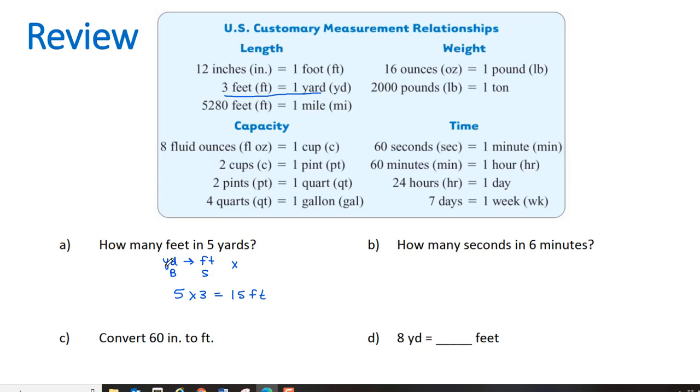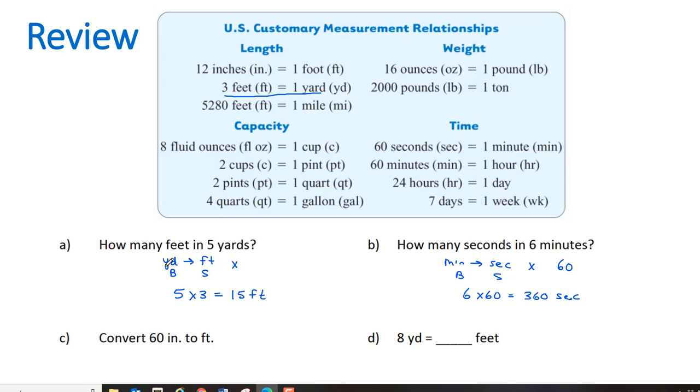For B, how many seconds are in 6 minutes? We're going from minutes to seconds. So again, we're going from a big unit to a small unit. So we'll multiply. And there are 60 seconds in 1 minute. So we're going to multiply by 60. So we're going to take 6 times 60, which will give 360 seconds.